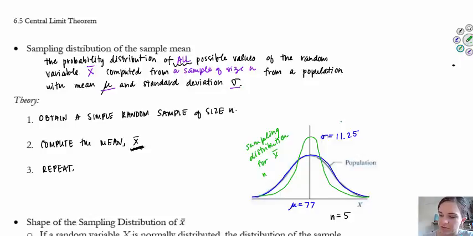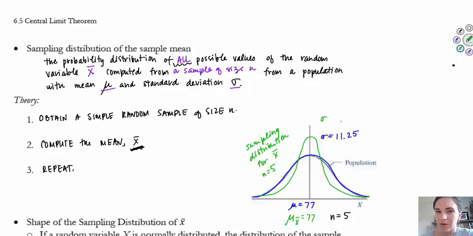This one in particular is for sample size n equals 5, and the thing that changes is the standard deviation. You notice that the mean is the mean. The mean of the sample means is still 77. If I were to average all the means from sample size 5, I would still get an average of 77. The middle is still the middle. The center is the center.